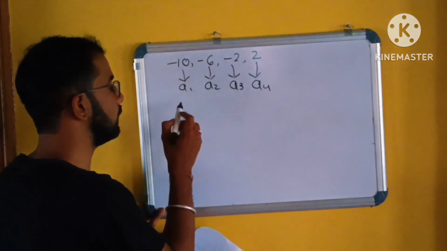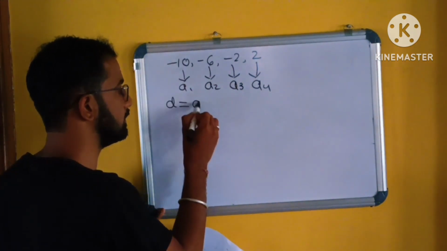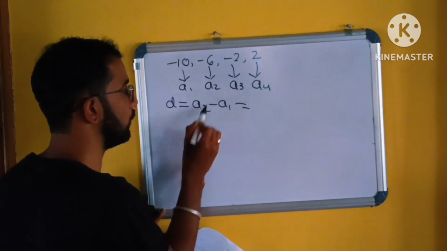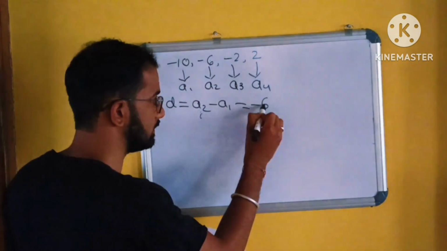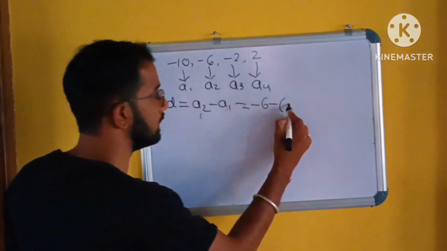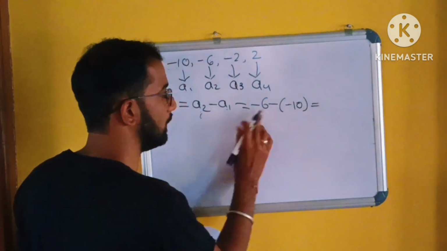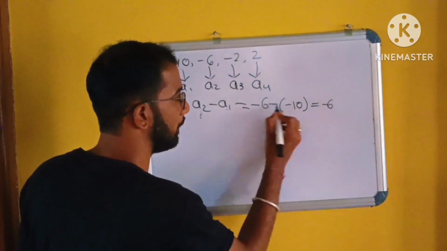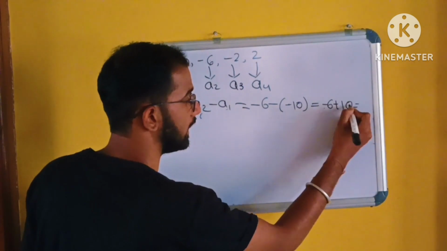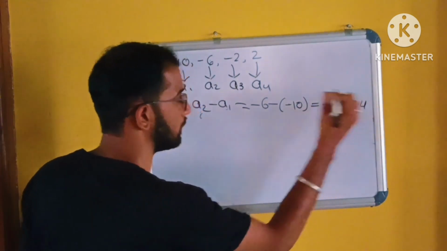Then how can we find the common difference? A2 minus A1. What is the value of A2? A2 is minus 6, minus, what is A1? A1 is minus 10. So minus 6 minus into minus, plus 10. Sorry, 10 minus 6 is 4.